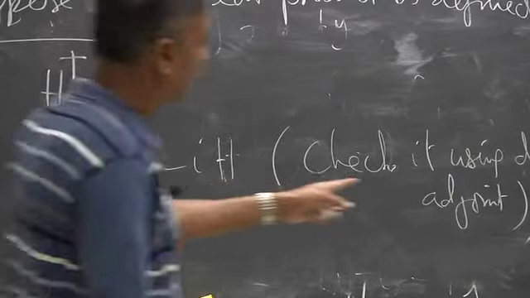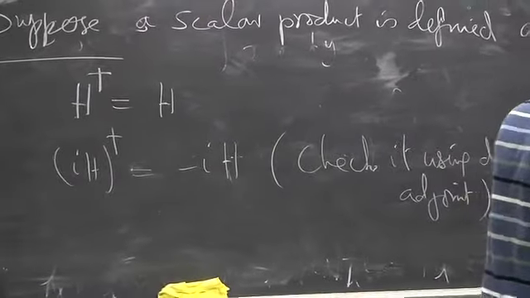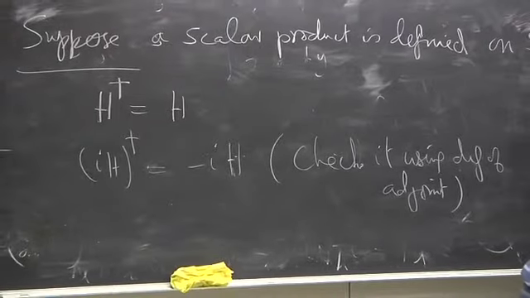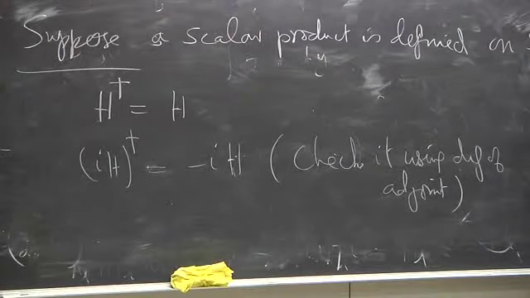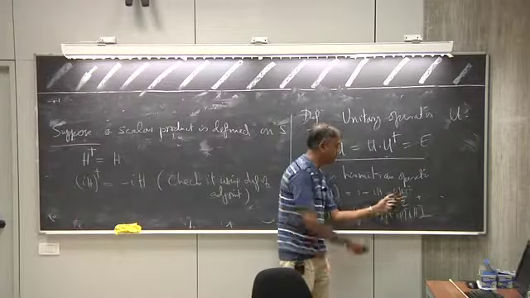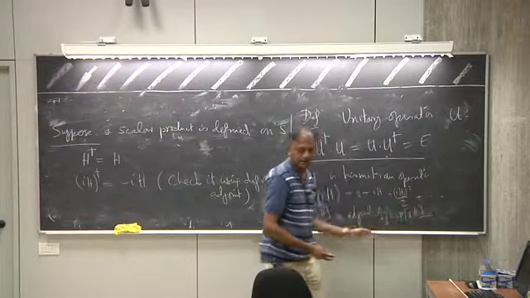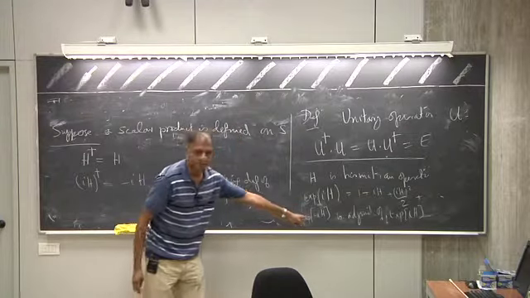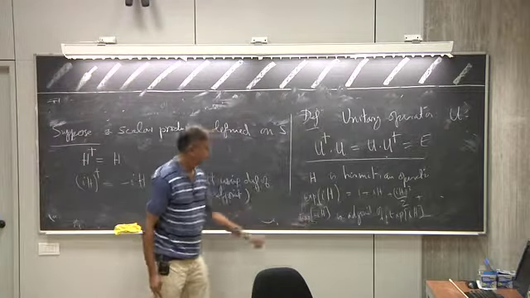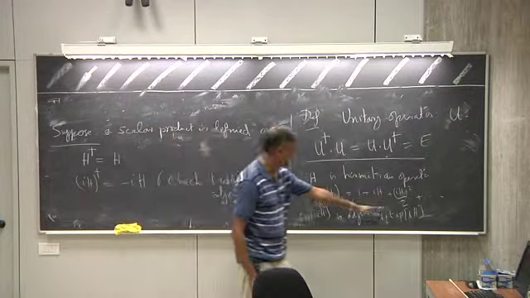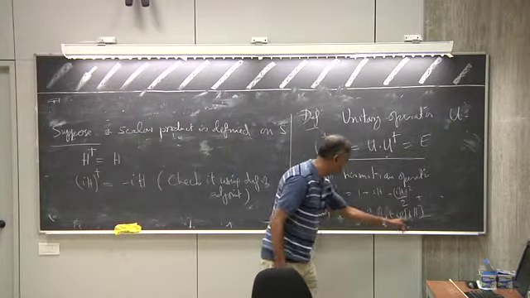Now, the exponential of iH was that series, right? What is the adjoint of that? You take the adjoints term by term. The adjoint of this will be minus iH, the adjoint of that will be minus iH whole squared, etc. So that resums into the exponential of minus iH. This is an important property: the adjoint of that is this.